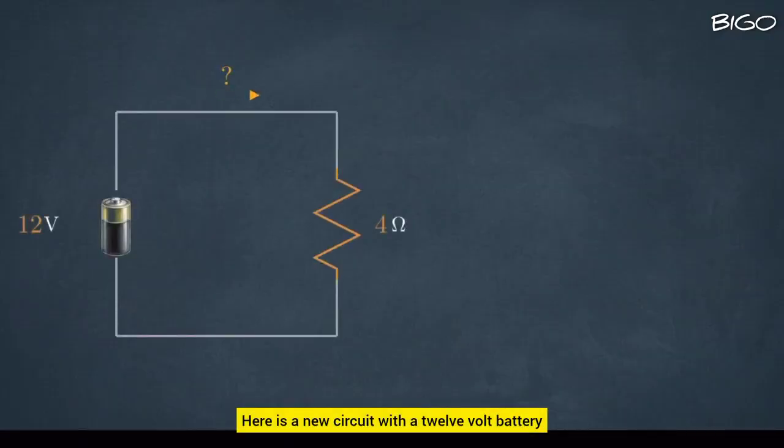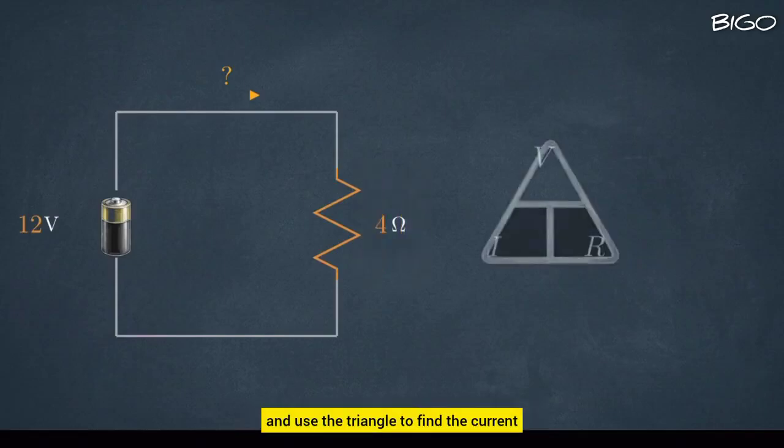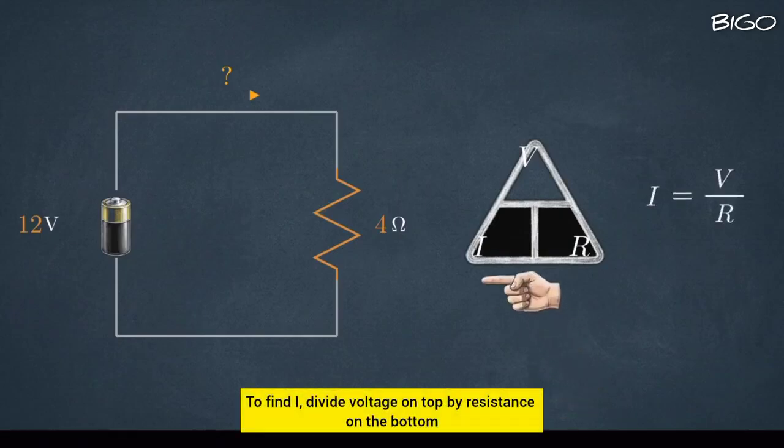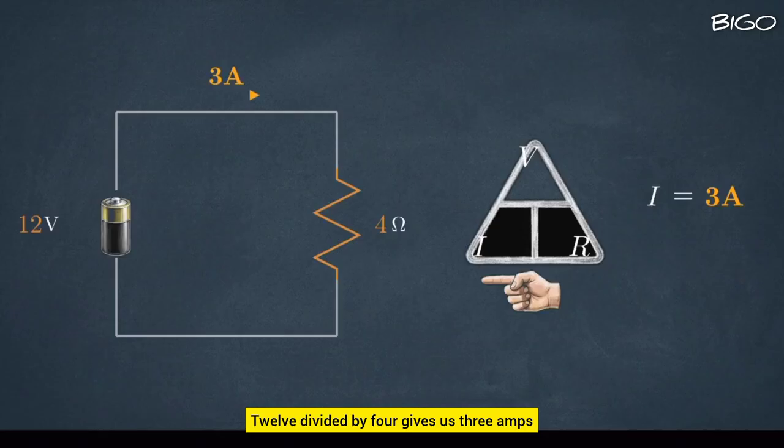Here is a new circuit with a 12-volt battery and a 4 ohm resistor. Pause the video and use the triangle to find the current. To find I, divide voltage on top by resistance on the bottom. 12 divided by 4 gives us 3 amps.